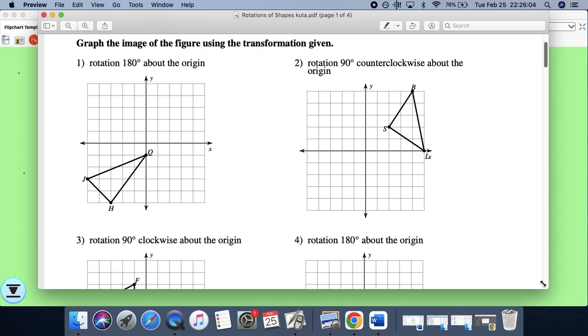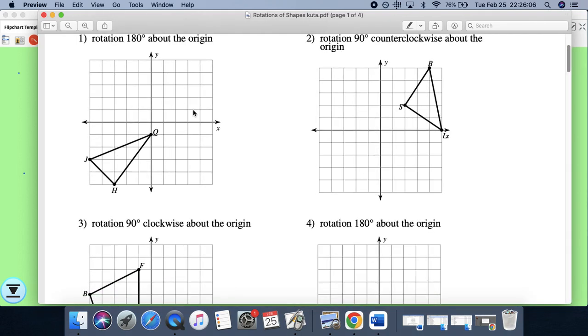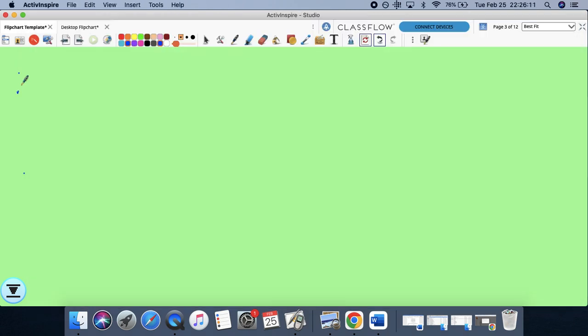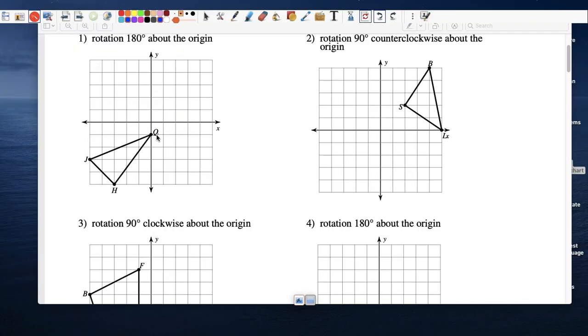So the easiest way to do this, well, you already have the letters, the points. So this is point Q, H, and J. So let me write point Q. No, let me write it somewhere else. Let me write it here. We'll do alphabetically. Point J, point H, point Q.